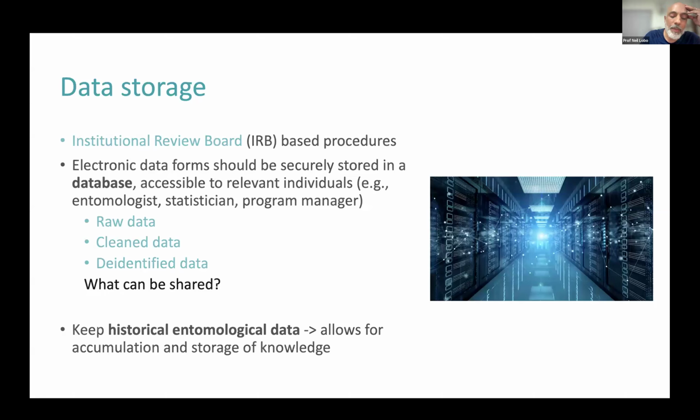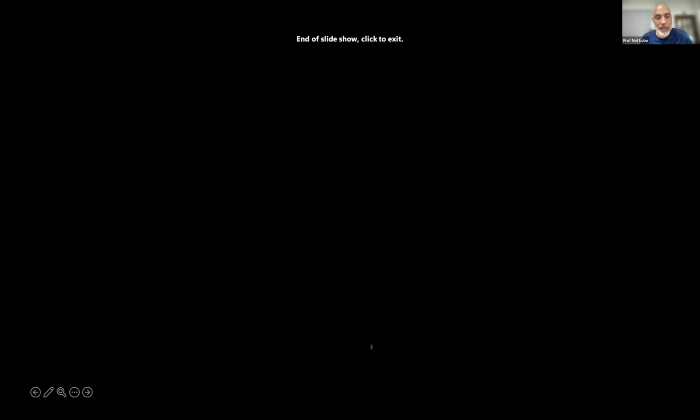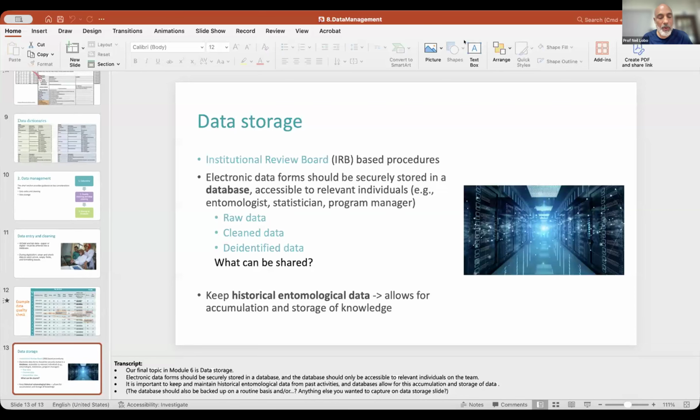And based on your IRB, based on your permissions, you can share or not share the data out. And keep these versions for as long as required by the IRB, but make sure only people who are allowed to access that specific type of data are allowed to access that specific type of data, right? Yep, and that was my last slide for data management.